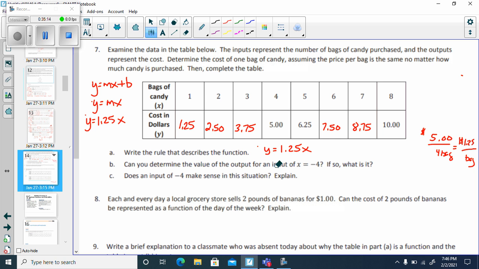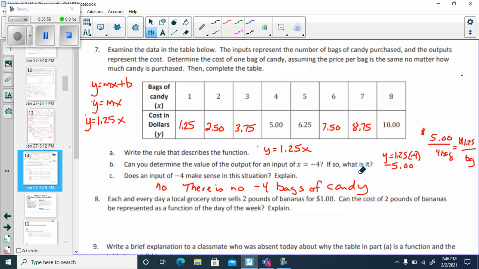Can you determine the value of the output if the input is -4? Well, let's see. Y is equal to $1.25 times -4. Wouldn't that give you -5? Be -$5, right? Okay, does an input of -4 make any sense? Does -4 bags of candy make any sense? No. There is no -4 bags of candy. Okay, so in this context, this does not make sense.